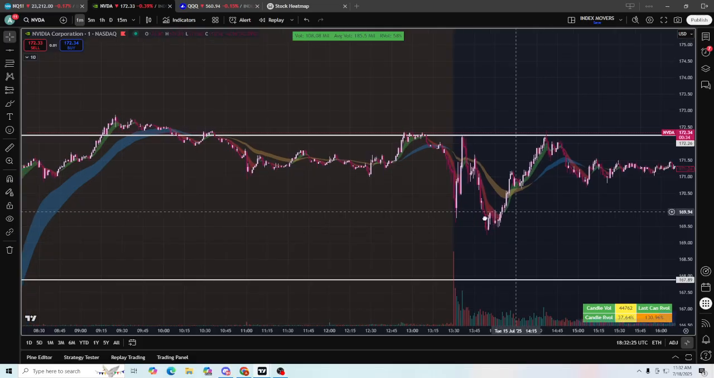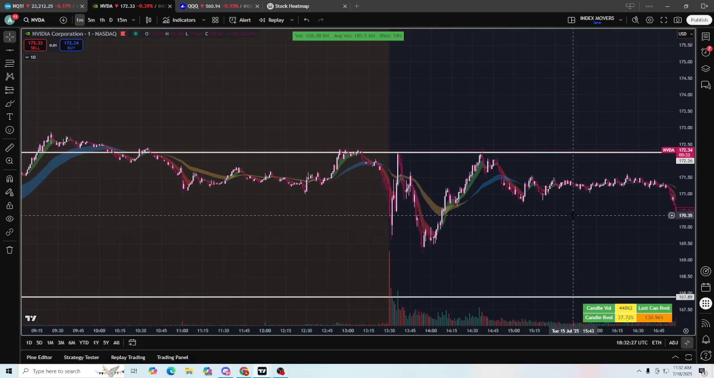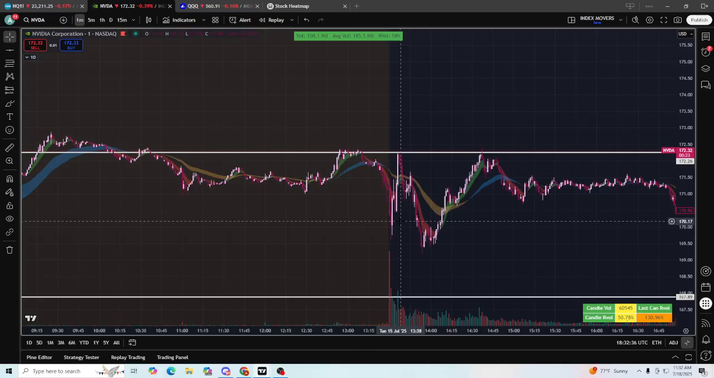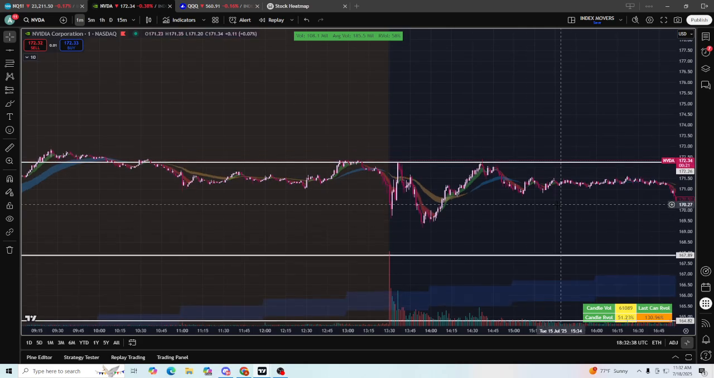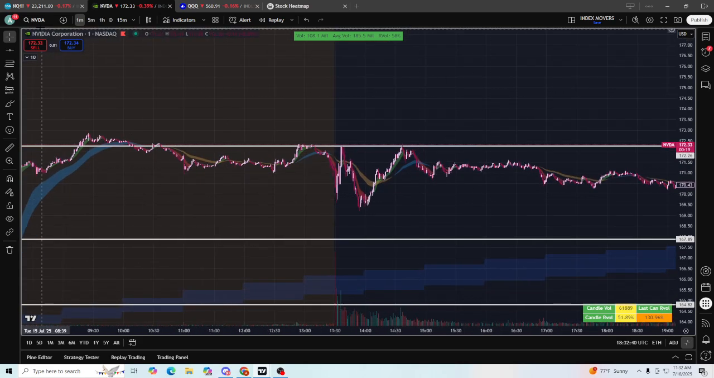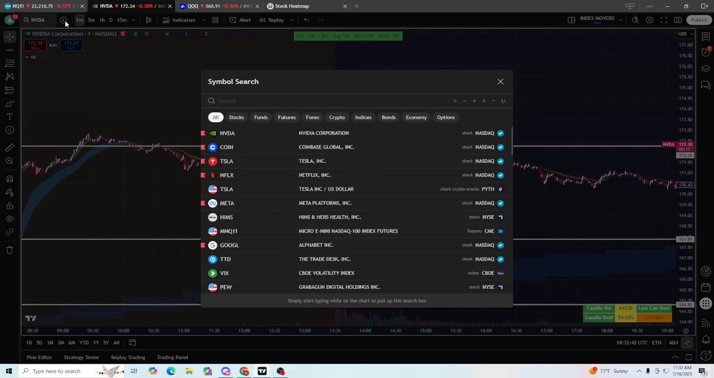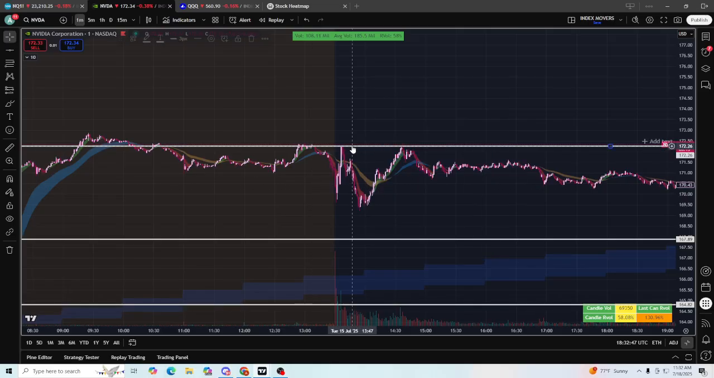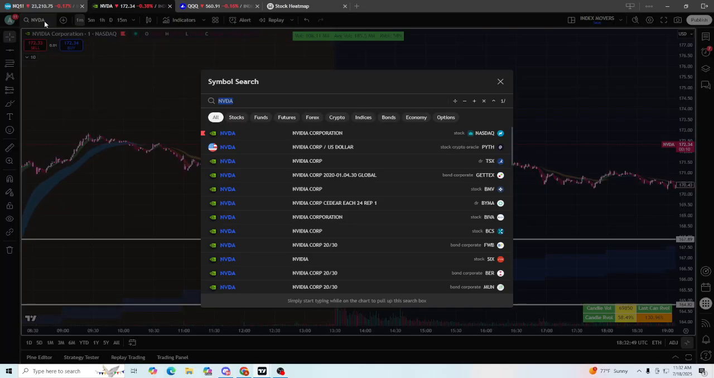Just get away from it. A gap and crap after a huge gap, you're not going to make a lot of money. If anything, you're going to lose money. So definitely don't do that. It's never going to be good. Let's go to another name. Let's go Google.